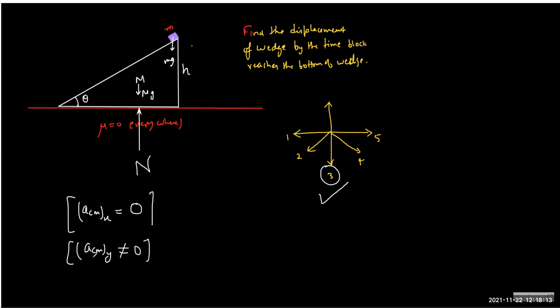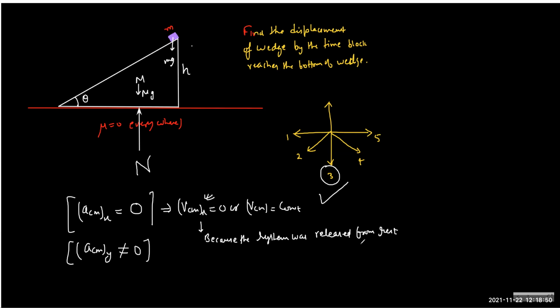All right. So because this is zero, this implies either V_CM X is zero or V_CM X is constant. But because you release the system from rest, V_CM X equals 0 is the correct answer. This will lead to the fact that delta X_CM is zero, and this will lead to the fact that the summation of m_i delta x_i equals 0.